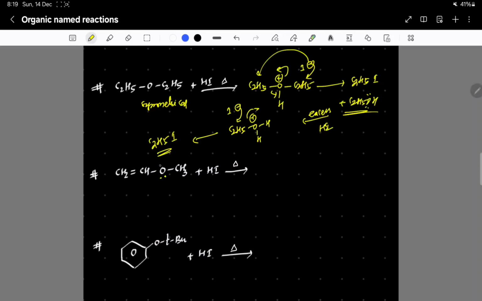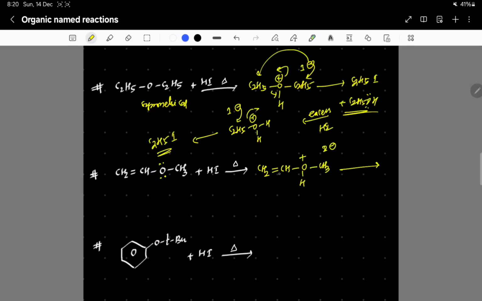Now look at this, the oxygen has the lone pair, right? So our compound is CH2=CH-O-CH3. Now this undergoes protonation of oxygen, right? Now I- will attack. So I- has two possibilities. One possibility is that this will cleave here, right? Generally if I- attacks, this will be SN2, right? SN2 is not possible here, student.